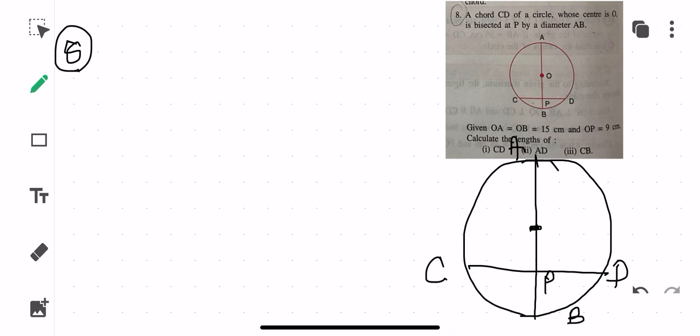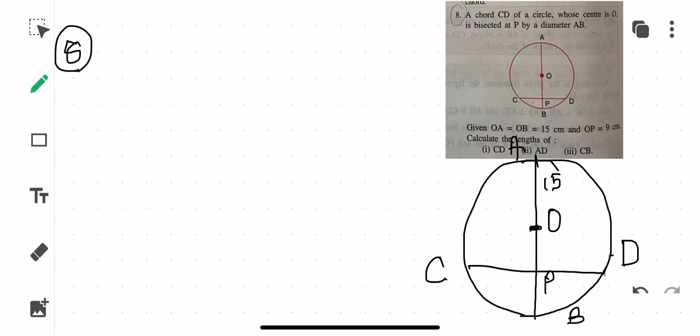Okay, so what I need to find out, I'll just write down this properly, children, because this looks more like D. So this is D, not P. Okay, so here you have been given OA as 15, and also OB has been given as 15. Why? Because both of them happen to be the radius. Next, what has been given, that OP is equal to 9 centimeter.